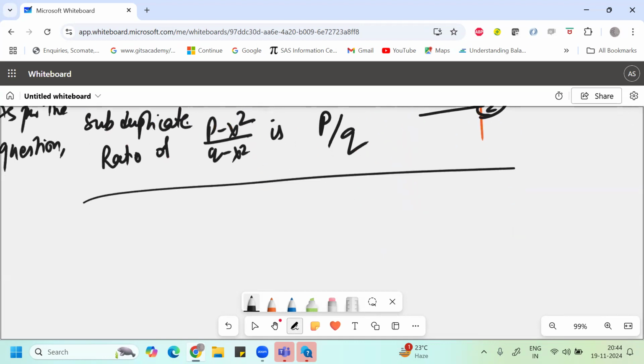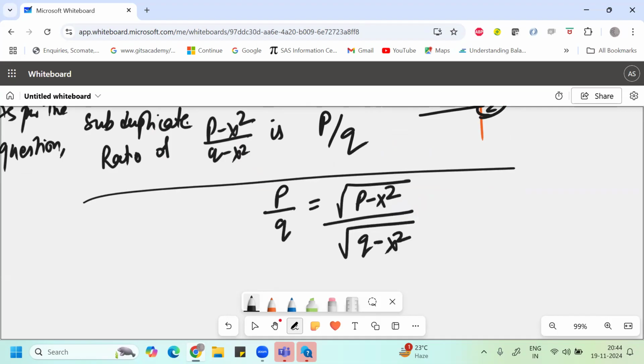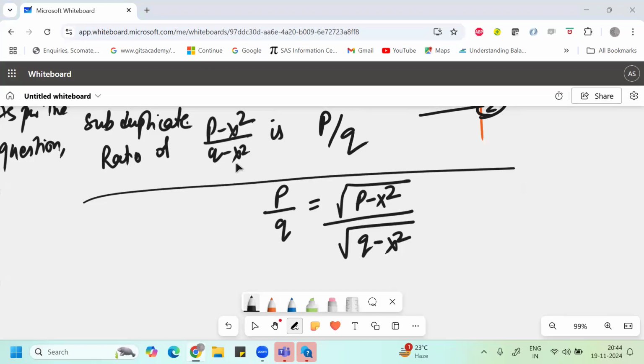So if you take both of them together, then it means that P by Q is equal to square root of P minus x square by square root of Q minus x square. Clear, everyone? Should I go ahead? This much everyone knows, is it? Everyone understands this much? Yeah, so fine. I'm assuming you have understood.